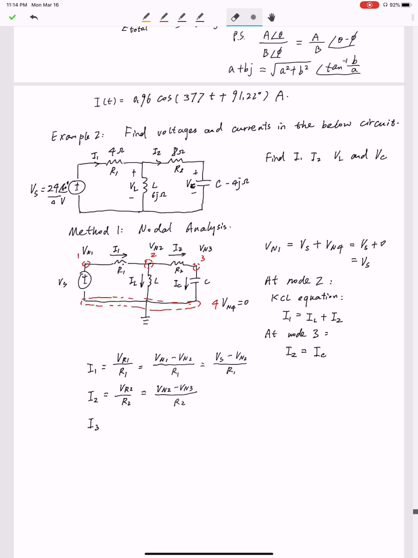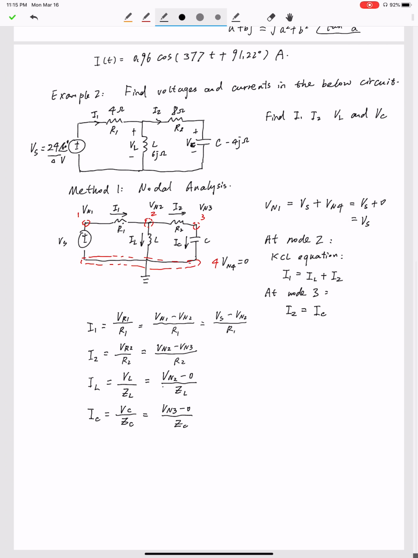And the last one is IL, which can be represented by VL divided by ZL, and that equals Vn2 minus 0, divided by ZL. The other point of this inductor is connected to the ground, so its voltage is 0. The last one, IC, is VC divided by ZC, which equals Vn3 minus 0 divided by ZC.